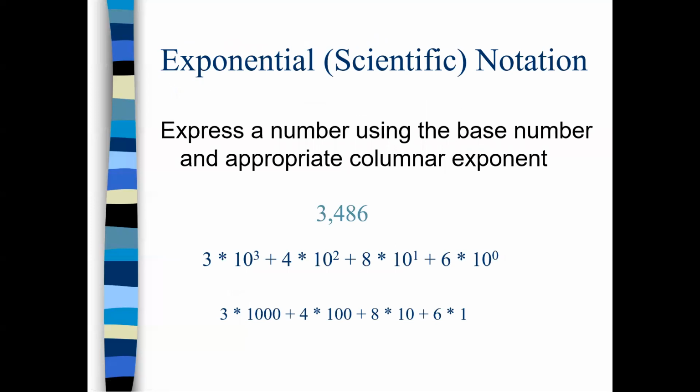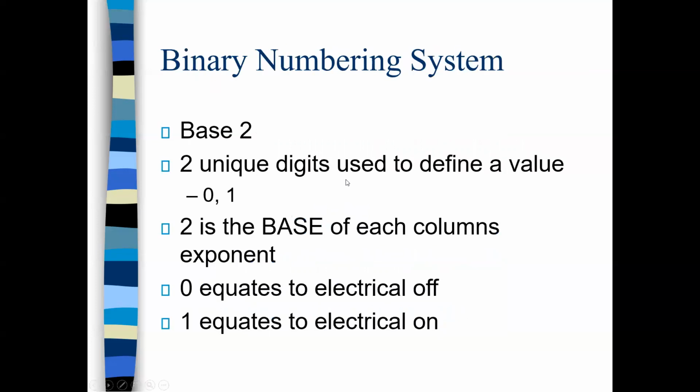So 3,486 is the same as saying 3 times 10 to the third power, plus 4 times 10 to the second power, plus 8 times 10 to the first power, plus 6 times 10 to the 0 power. Or it's the same as that bottom calculation. So we could express that number in so many different ways.